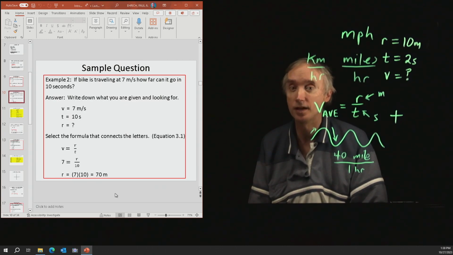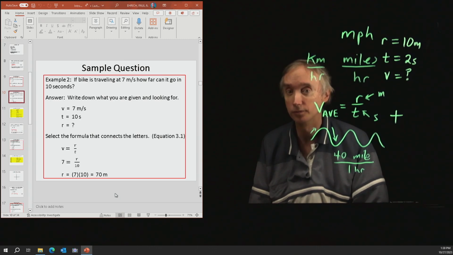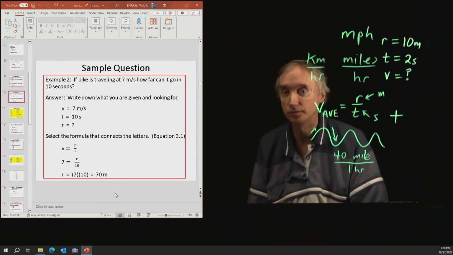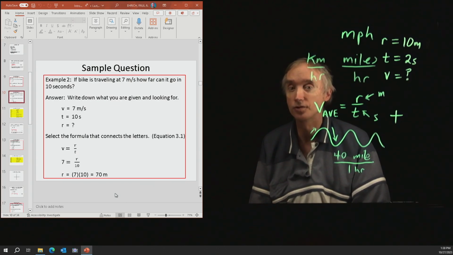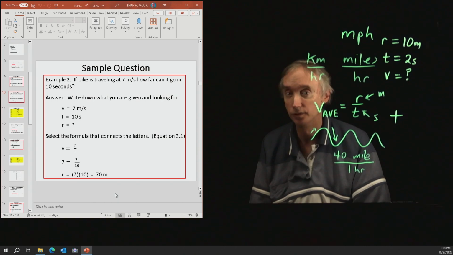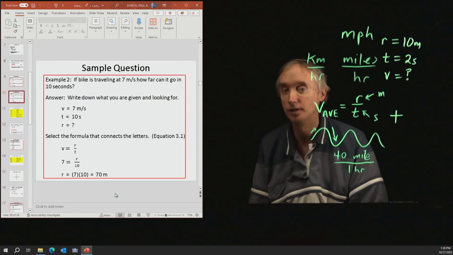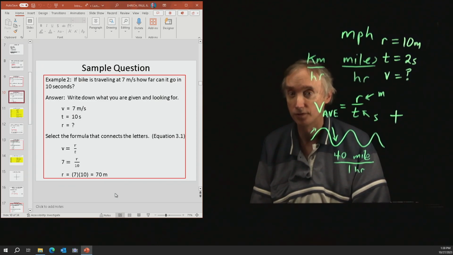So we're going to write down the formula, which is velocity equals distance divided by time, and then plug in our numbers, and then solve it for the letter r this time. And so r will turn out to be 7 times 10, which is 70. And then it's a distance, so the official metric unit is the meter. So the distance it's going to travel is 70 meters.